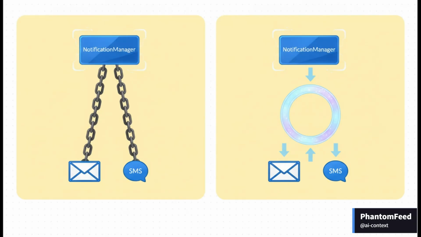This slide just nails it. Look at the problem on the left. The high-level notification manager is directly bossing around the low-level email and SMS services. If you want to add push notifications, you have to go in and change the manager. But look at the solution on the right. See how the dependencies are inverted? The manager only knows about that abstract IMessageService in the middle, and now the email and SMS services point up to it. The incredible benefit here? We can add a new push notification service tomorrow, and the high-level manager doesn't need to change at all. And that is a total game changer.